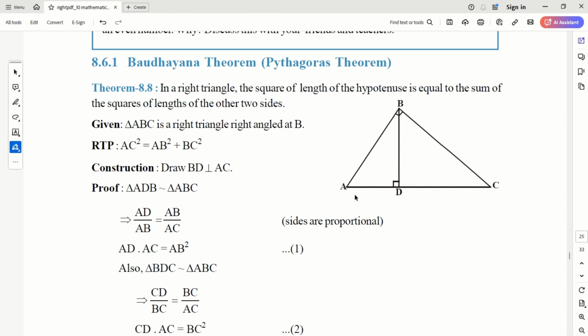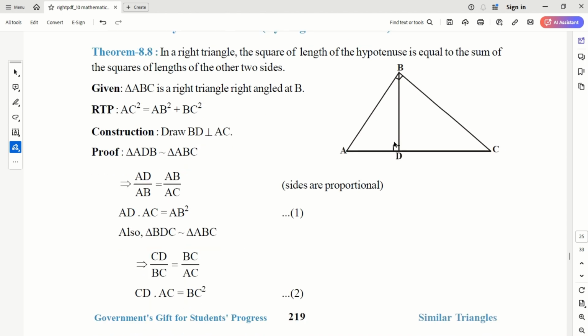So draw a perpendicular, same as before. Now we know that ADB and ABC are similar triangles. So AD by AB equals AB by AC, which means AB square equals AD into AC. Now again, for the second triangle, you take BDC and ABC. Similarly, you can get BC square equals CD into AC.